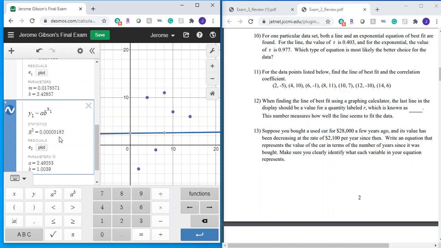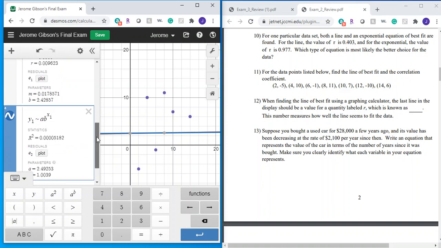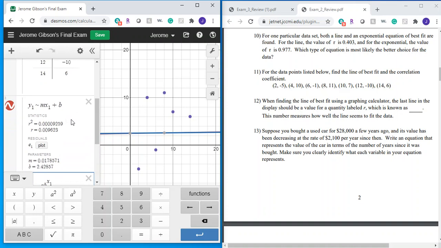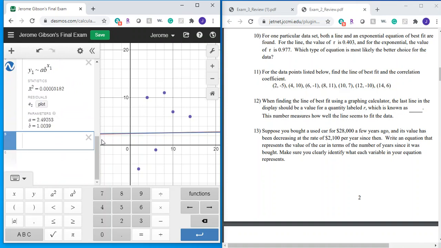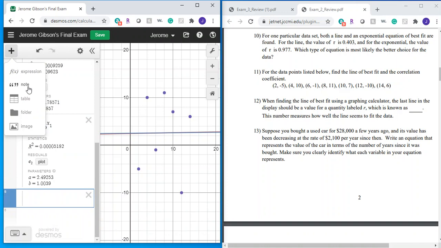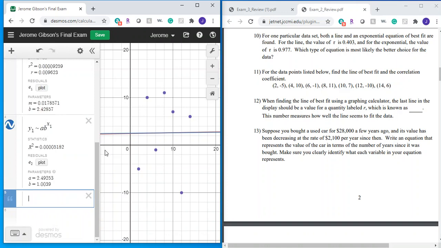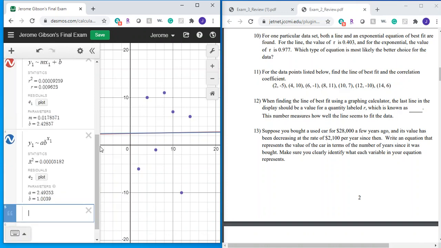Now, if you notice here, we do not have an R here. So that automatically tells us that the linear equation is the better fit. And then we'll press enter again. And then now we have to type our statement because it says find the line of best fit and the correlation coefficient. So we're going to go to add and we will go to note. So then now we could type out a sentence.